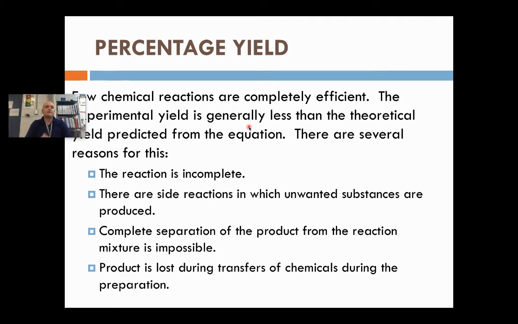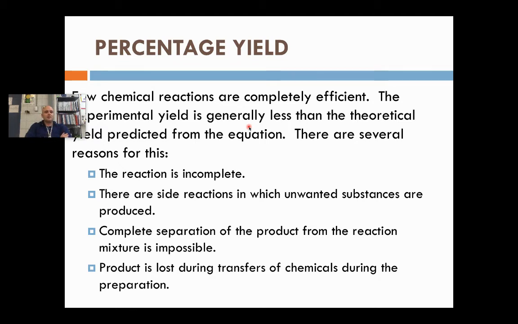So let's talk about percent yield. Now, IB really wants you to know why few chemical reactions are completely efficient, where the experimental yield is generally less than the theoretical yield predicted from the equation. And there are a couple of reasons for this. The reaction could have been incomplete. Maybe it didn't go all the way. Maybe there was some kind of equilibrium going on.